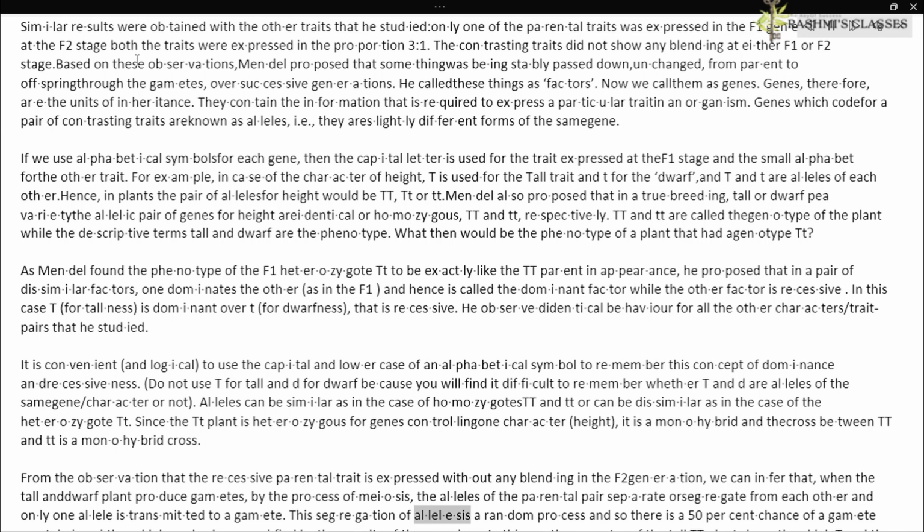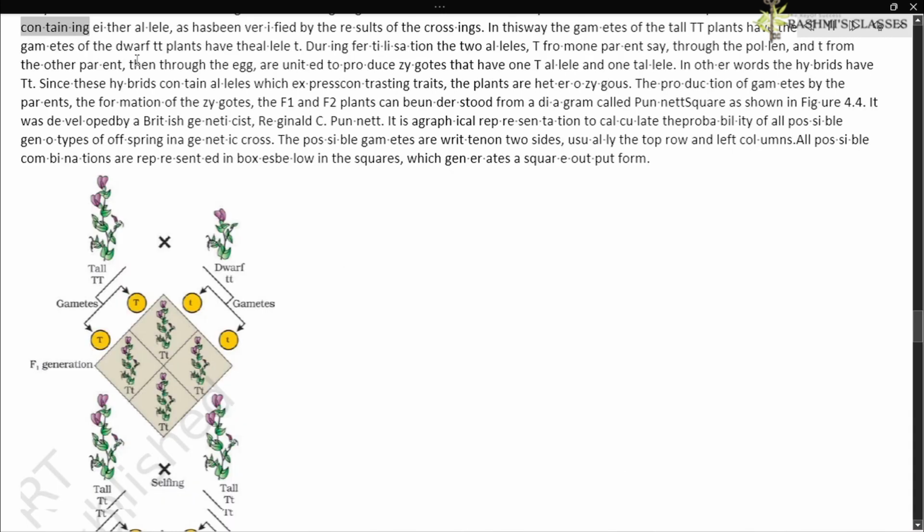This segregation of alleles is a random process, and so there is a 50% chance of a gamete containing either allele, as has been verified by the results of the crossings. In this way the gametes of the tall TT plants have the allele T and the gametes of the dwarf tt plants have the allele t. During fertilization the two alleles, T from one parent say, through the pollen, and t from the other parent, then through the egg, are united to produce zygotes that have one T allele and one t allele. In other words, the hybrids have Tt.